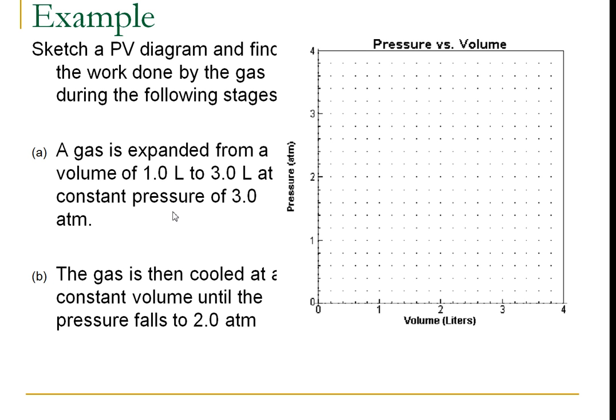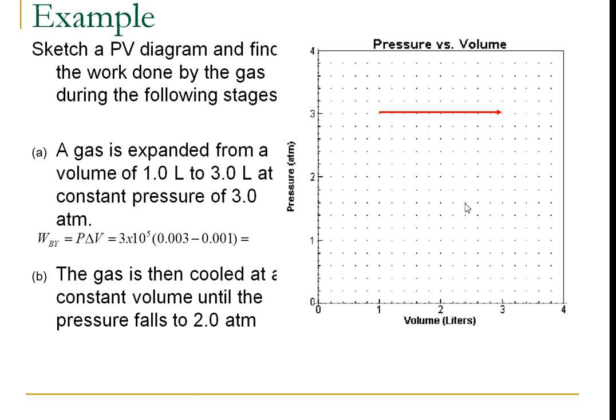Let's do a problem. Sketch a PV diagram and find the work done by the gas during the following stages. I have a gas expanded from a volume of 1 liter, so I'm going to come over here to 1 liter, 1 liter to 3 liters at a constant pressure of 3 atmospheres. So this is what my diagram looks like. It starts at 1 liter, goes to 3 liters.